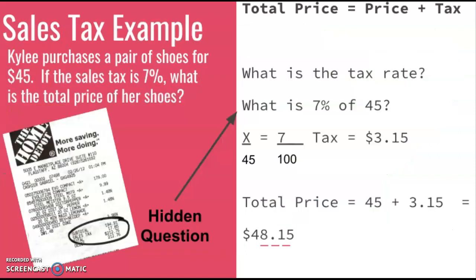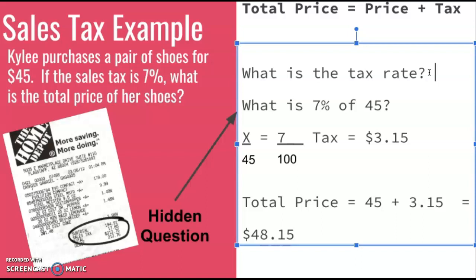So let's look at an example of this. Kylie is purchasing a pair of shoes for $45. $45 is her subtotal. If the sales tax is 7%, what is the total price she'll be spending? So the subtotal is $45. The tax rate is 7%. So our hidden question, what we're really looking for, is what is 7% of 45?